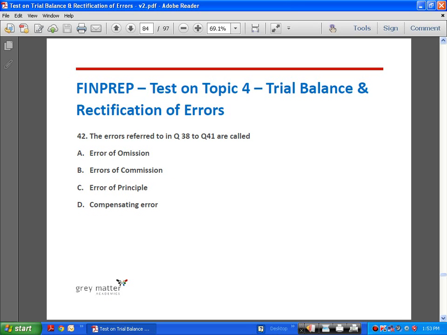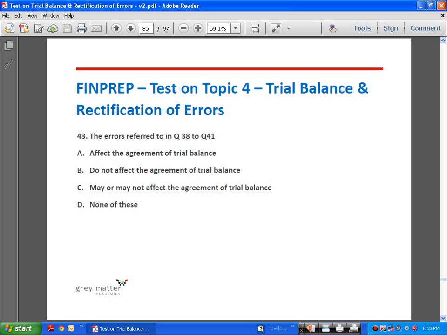The errors referred to in question 38 to 41 are called errors of commission, because the transactions are being posted in the wrong subsidiary books. So these are errors of commission. These are all clerical errors. The errors referred to in question 38 to 41 do not affect the agreement of the trial balance because the errors are all made in the source books. So as long as the error is in the source book, the trial balance will still agree. Though it is an error and has an impact on the gross profit, the trial balance will agree.